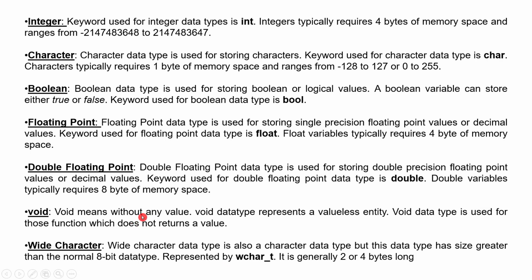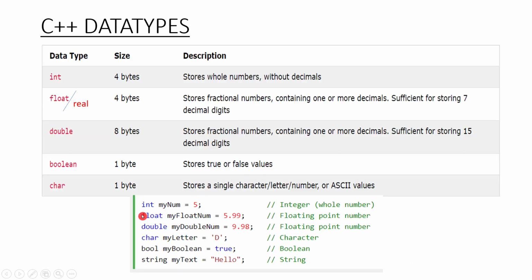Let's see the general data types. These are the commonly used ones. What we discussed: integer, storing whole numbers without decimals. So you can see int myNum equal to 5. Integer is a whole number, so it's fine. Float myFloatNum equal to 5.99. Suppose you define this second one as integer, then the compiler will take only the value 5. The decimals won't be taken. But as you're defining it as float, it's fine. Then double floating point, which means you have more precision. Character, like the letter D.